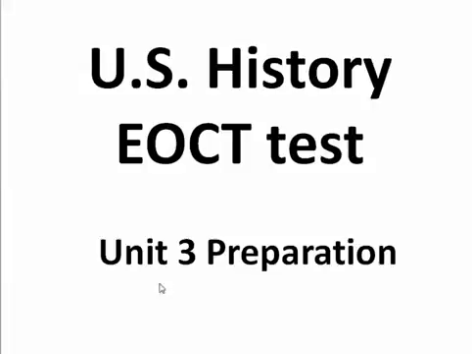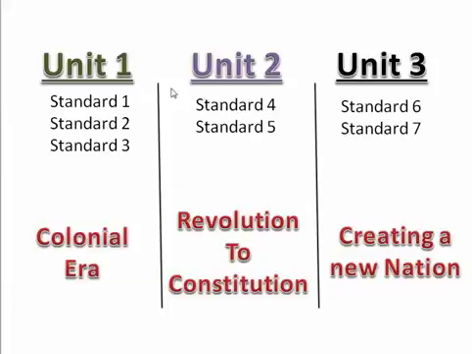Alright, let's look at Unit 3, U.S. History, and let's see if we can prepare. Let's look back and review. We did Unit 1, Unit 2, and we're going to do Unit 3 now. Unit 1 covered Standard 1, Standard 2, and Standard 3, and it was titled the Colonial Era. And Unit 2 was over Standard 4 and 5, and we talked about the revolution to the United States Constitution. Unit 3 is going to cover Standard 6 and 7, and this is titled Creating a New Nation.